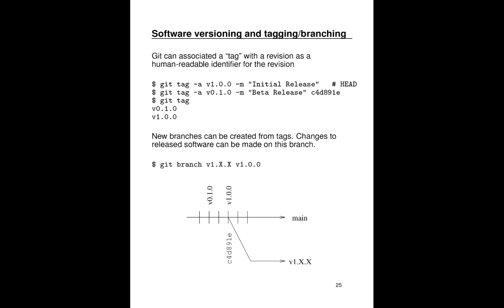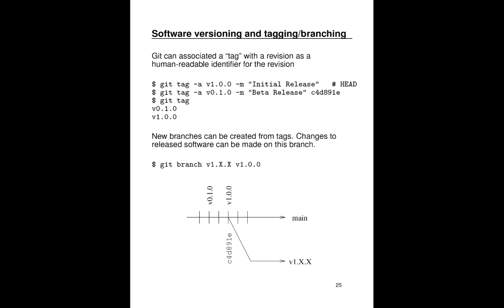When you issue the git tag command with no arguments, it prints out the list of all available tags. So tags not only provide good history information, because they are essentially an alias for a revision, you can also create a new branch from a particular tag instead of the commit hash.